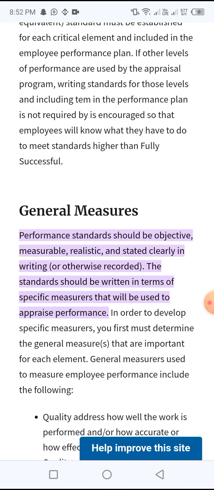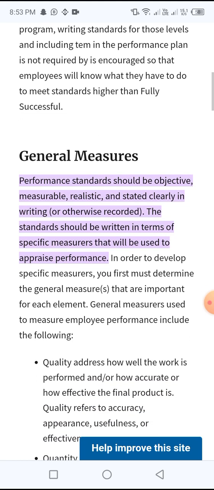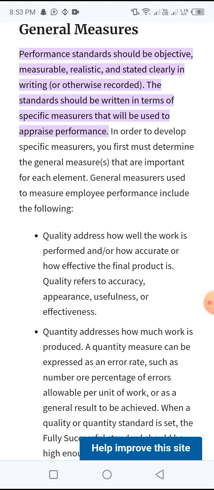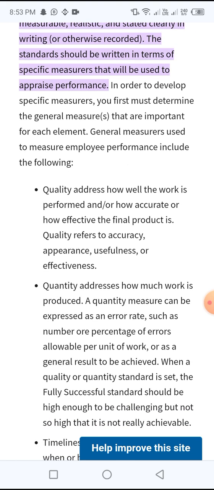Generally, performance standards should be objective, measurable, realistic, and stated clearly in writing or otherwise recorded. The standards should be written in terms of specific measures that will be used to appraise performance. In order to develop specific measurements, you first must determine the general measures that are important for each element. General measures used to measure employee performance include the following: quality addresses how well the work is performed and or how accurate or how effective the final product is. Quality refers to accuracy, appearance, usefulness, or effectiveness.